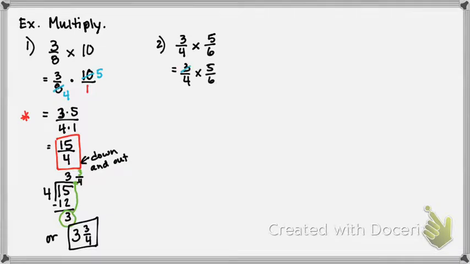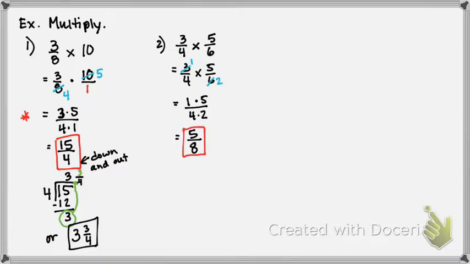So 3 divided by 3 is 1. 6 divided by 3 is 2. Okay, now let me look. The only other direction would be the 4 and the 5. Next door neighbor, guys, no, you can't simplify them. So this is where I'm at in my problem. 1 times 5 over 4 times 2. So I multiply 1 times 5. 4 times 2 is 8. I can't simplify, so I am done. It's not improper, so there's no other way to write this answer.